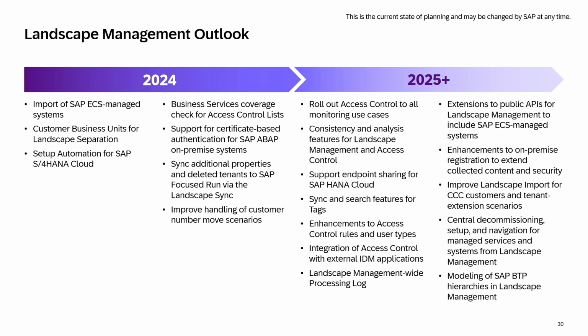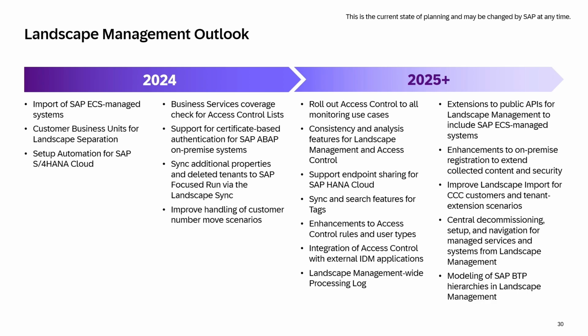On-premise systems. And also, for everybody who has FRAN, we are working on syncing additional properties from Cloud ALM to Focused Run, and also want to improve the handling of customers that move Cloud ALM from one customer to another. And then later on in 2025, obviously, we work on rolling out access control to other monitoring use cases. This will happen.